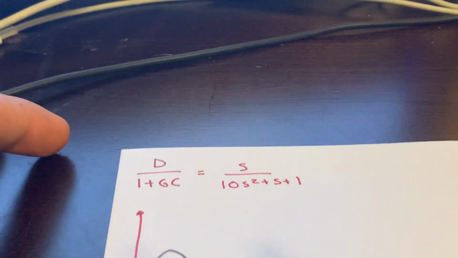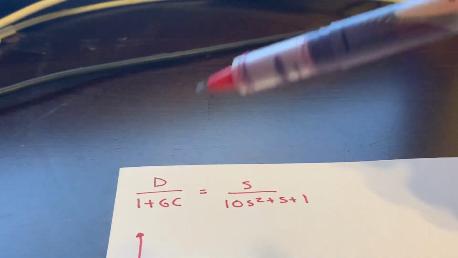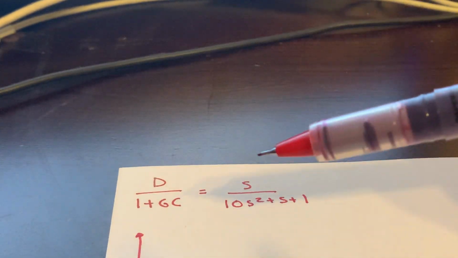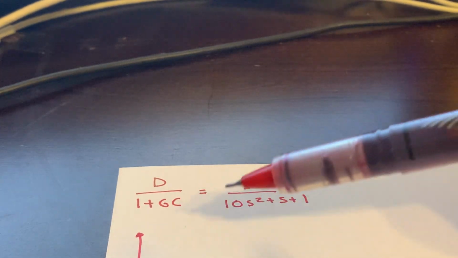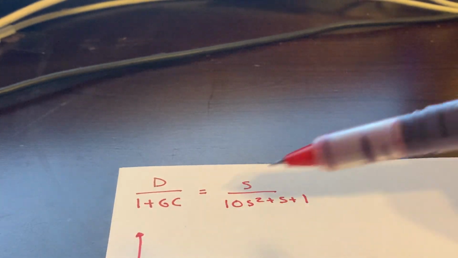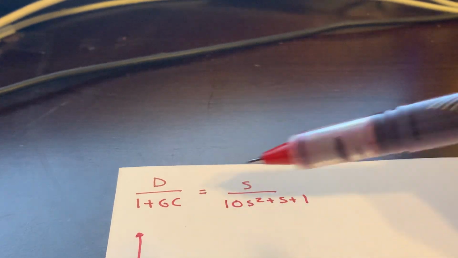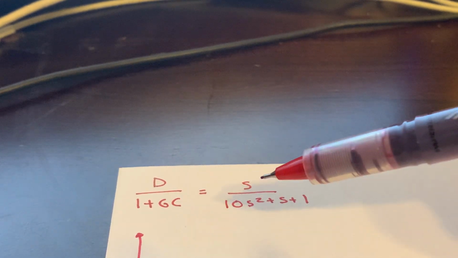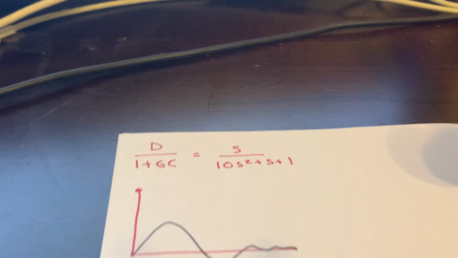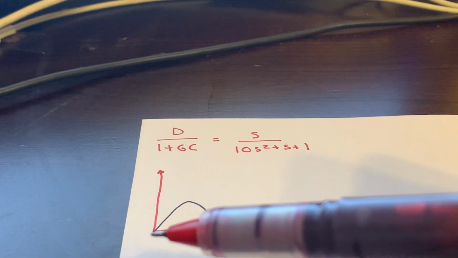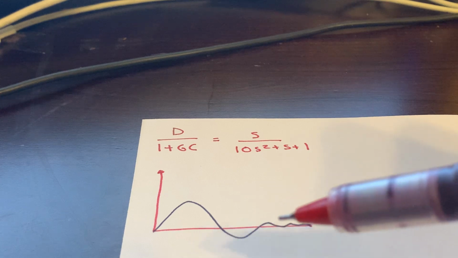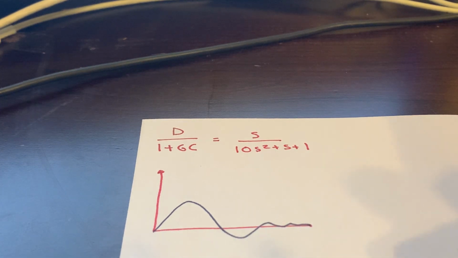So if I come over here, again, my transfer function is D all over 1 plus GC, and that's S over 10S squared plus S plus 1. We know this polynomial is going to give us damped oscillations, and the S in the numerator tells us that the final steady state value is going to be 0. And so we'd expect our disturbance, a unit step response, to go up, and then we're going to have damped oscillations kind of converging.